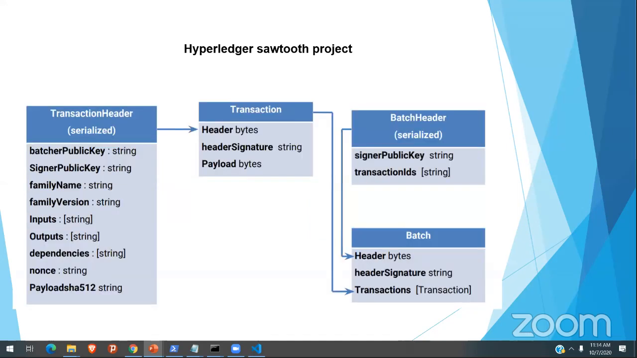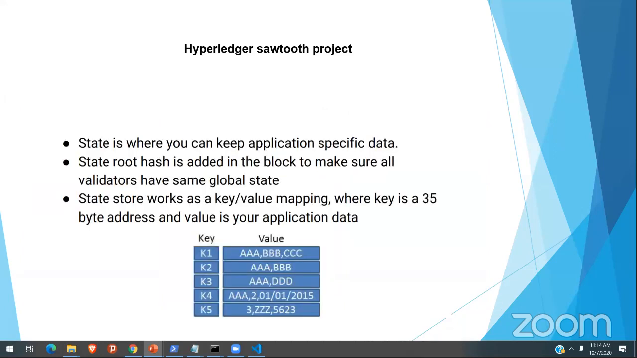Transaction headers again have some specific details, and then comes the address. Okay, so in Hyperledger Sawtooth, each transaction's data will be stored in a state corresponding to an address. It will be stored as a key value pair. Okay, this address will be a 35 byte address, which is 70 hex characters, and these 70 hex characters will be the address, and the value associated with that address will be stored in the state as a key value pair. So when we give the address, we'll get the data.